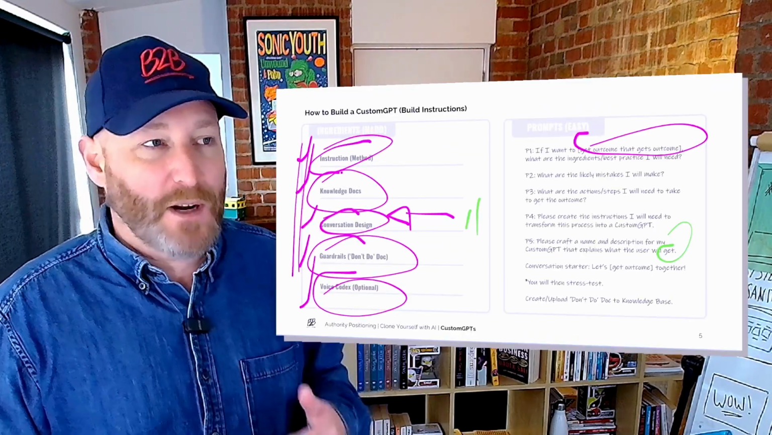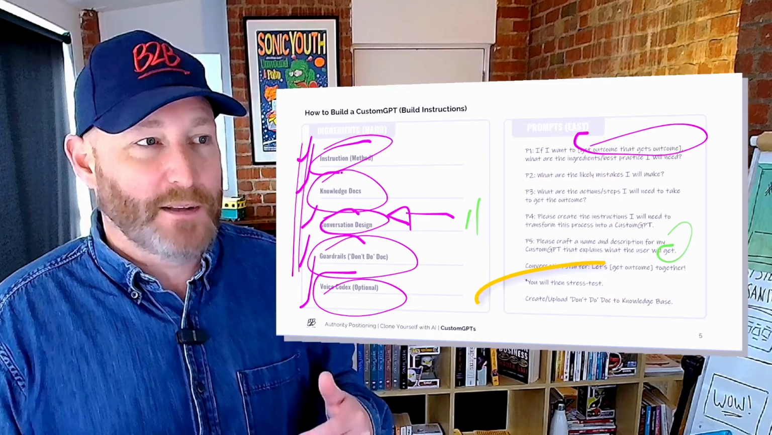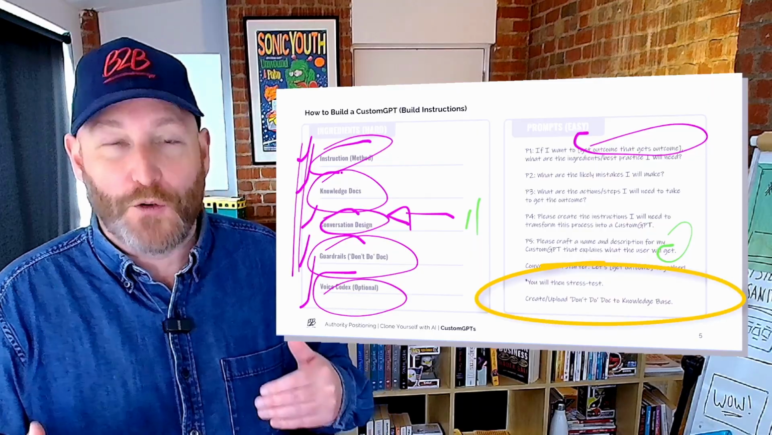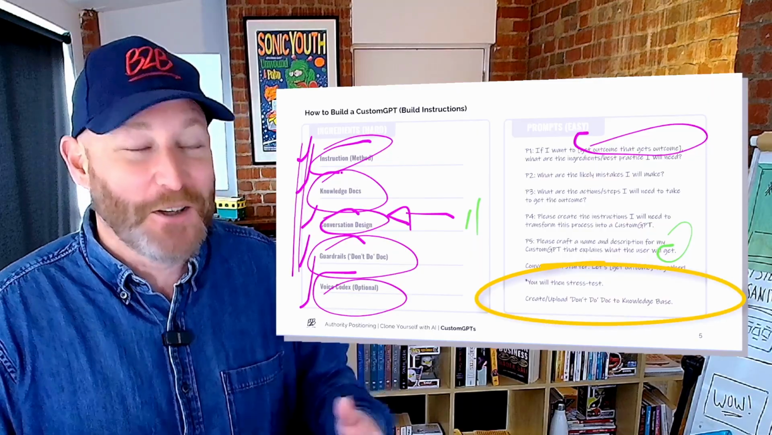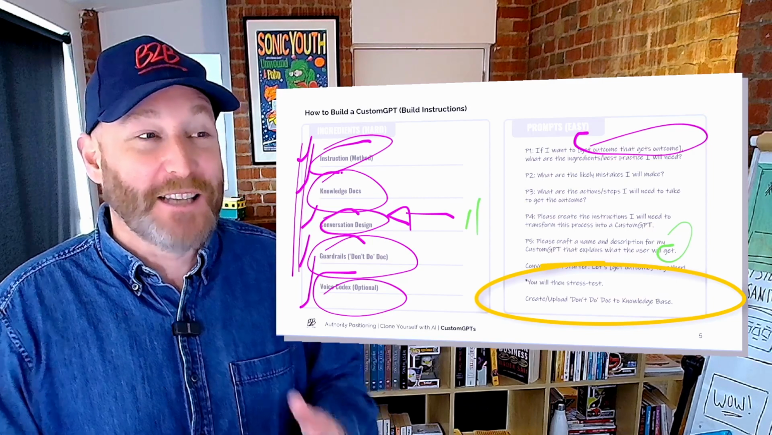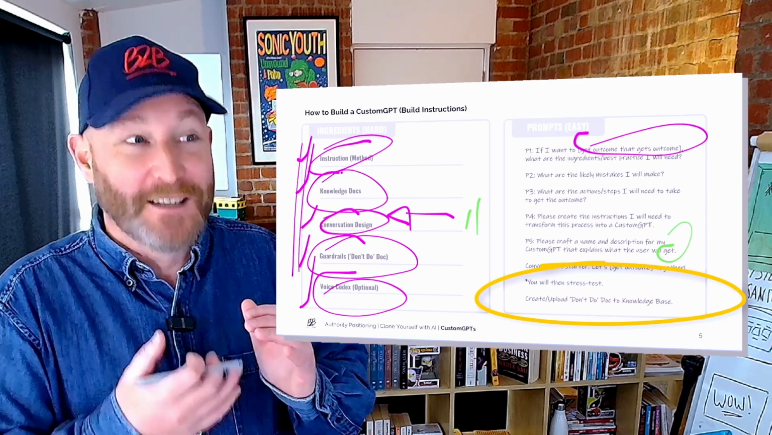Now, guardrails document is a fancy way to describe a don't do document. And a don't do document is simply a document that says, don't do this, don't do this, don't do this, don't do this.